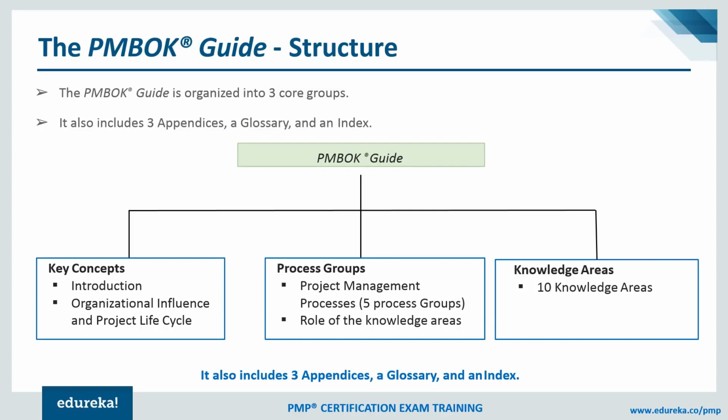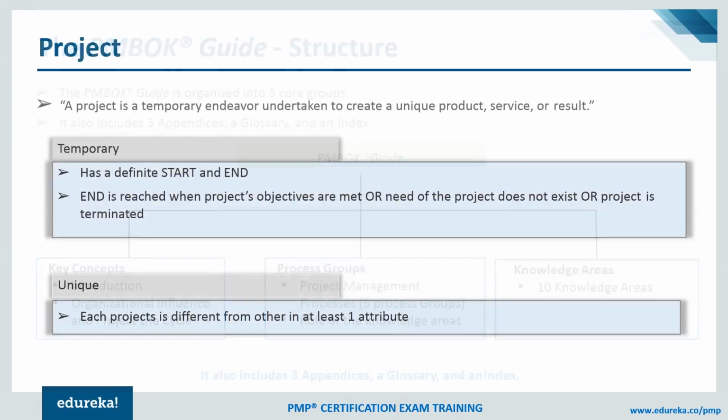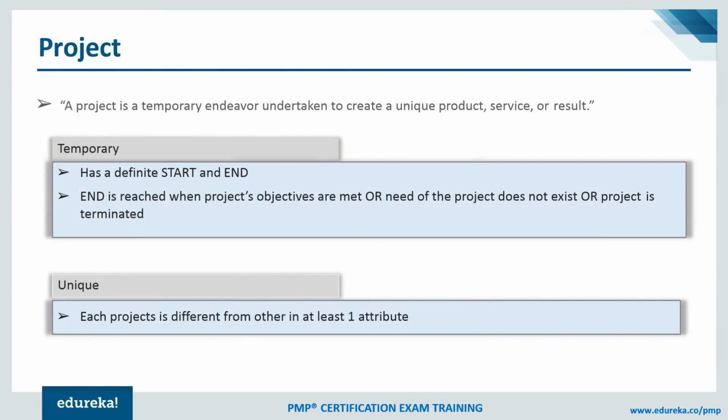So now we are starting with the basics. As per the PMBOK guide 5th edition, the definition of a project is: a project is a temporary endeavor undertaken to create a unique product, service, or result. This definition is extremely important to know, because this will help you identify a project. This will help you differentiate a project task from a non-project task, project work from non-project work.